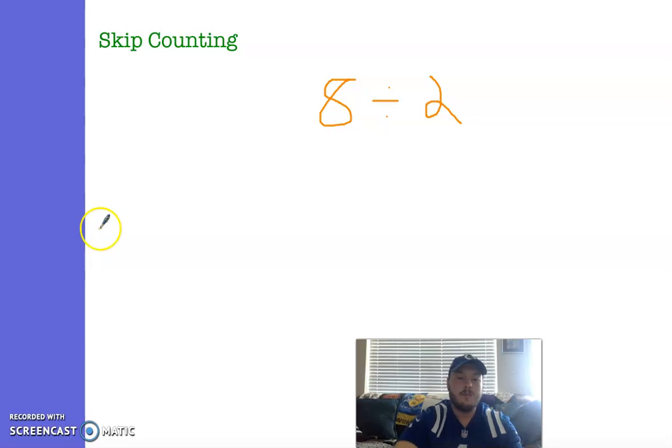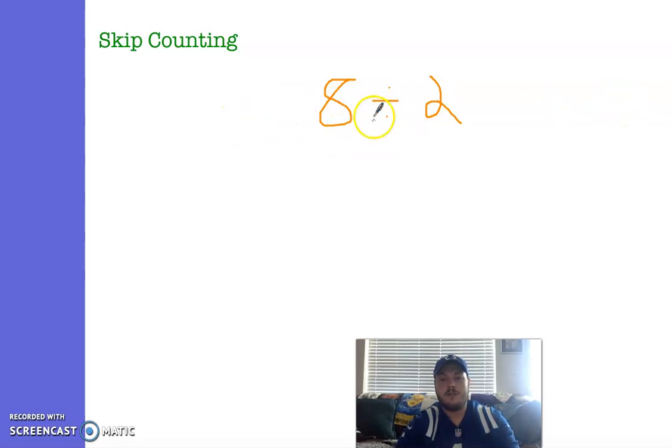The last simple way I'm going to show us is by doing skip counting, and this can also be called listing the multiples, because whenever you are listing the multiples, you take whatever number you're dividing by, and you're going to skip count like you would for multiplication until we hit our total.